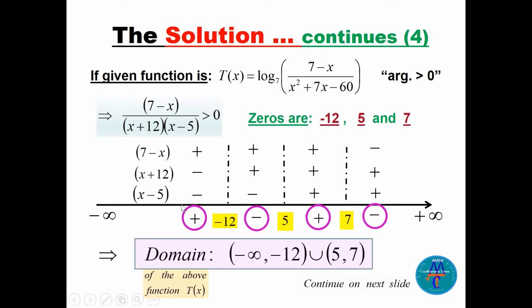So when I choose here a test point, let's say minus 20, put here 7 minus 20 becomes plus. If I choose here 0, it is plus until I choose a number greater than 7. Let's choose 50. 7 minus 50, that will be minus here. So the table will change.